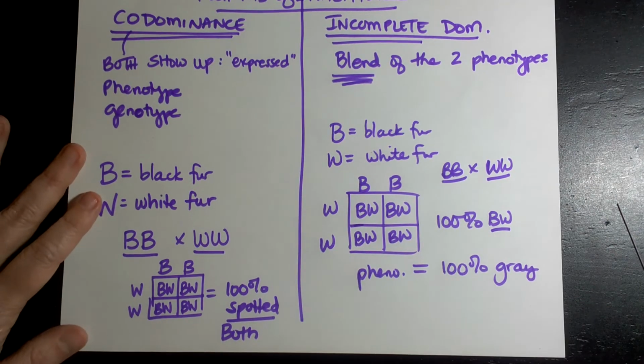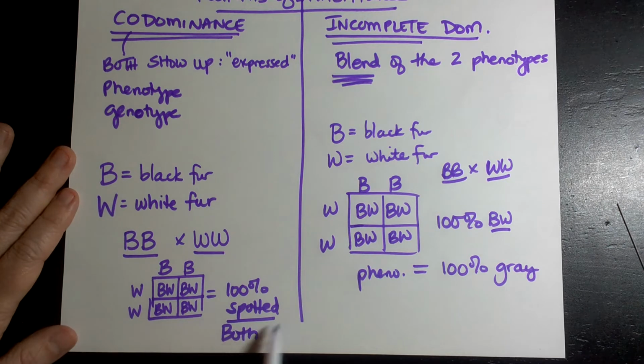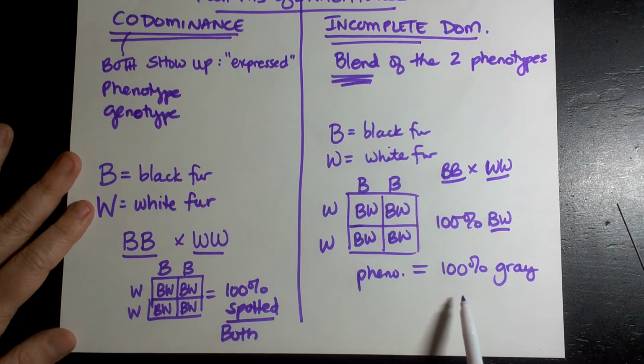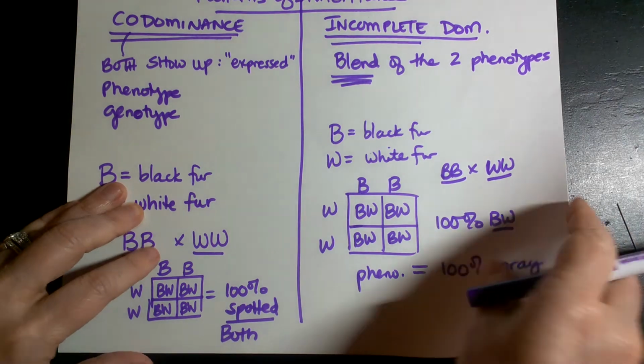Okay? Difference between the two. If the genes have a pattern of inheritance of codominance, you're actually going to see both show up. If the pattern of inheritance is incomplete dominance, you're going to see a blend. Okay? So, one more little example here.